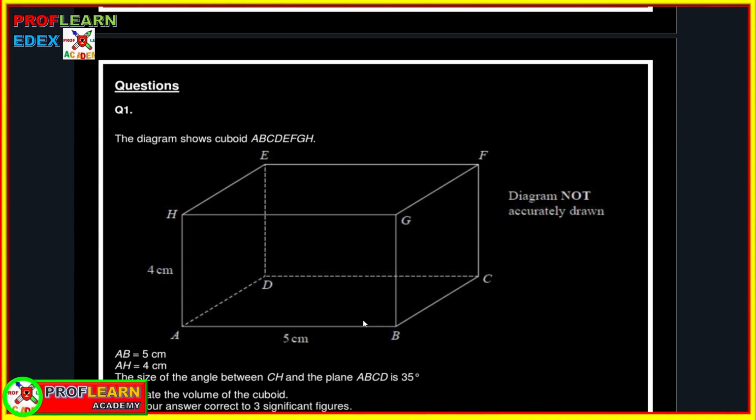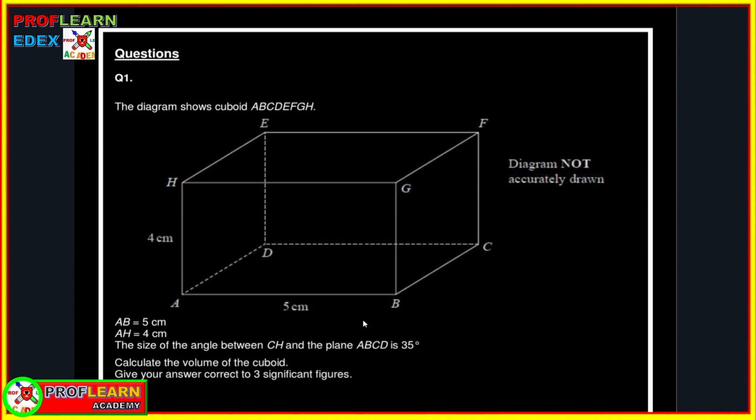So the first question that Profilan decided to bring on board is a question to do with three-dimensional geometry, and also whereby you are supposed to use Pythagoras theorem. So let us see, in this question we are given a solid whereby we are supposed to calculate the volume of the cuboid.